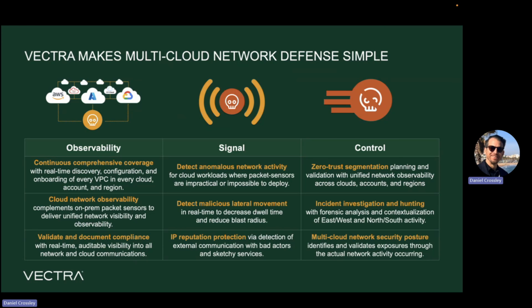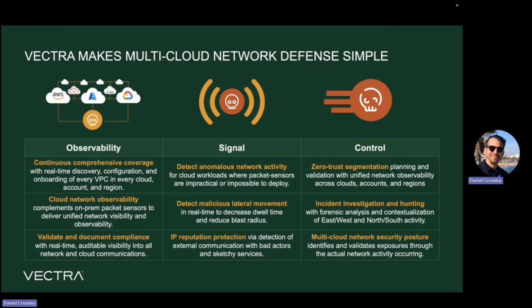So these are the key pillars that flow log capture plus packet capture can give us. The two combined give us observability, signal for threat detection, and then control. So observability: we want to understand exactly what's going on in our environment. We want to understand where our key assets are, and what the traffic boundaries and traffic flows are. This is what the Vectra NDR platform can provide, as well as signal.